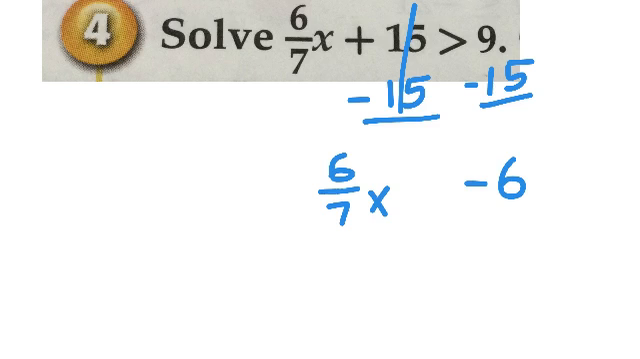So does that make my inequality change its direction? No, it should still be facing the same way. We only change the direction when we multiply or divide by a negative. So that one should still face the same direction.